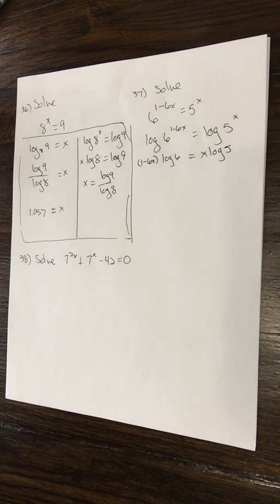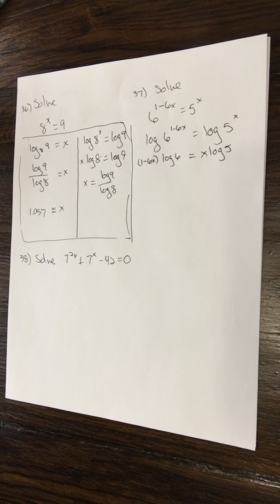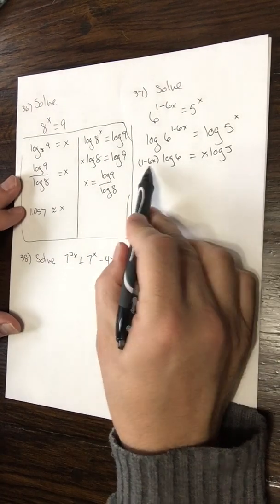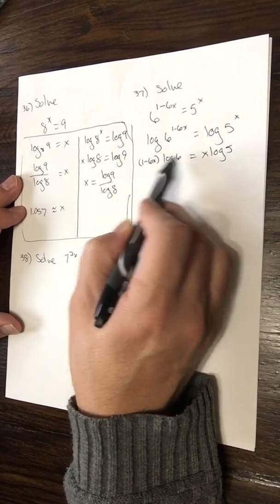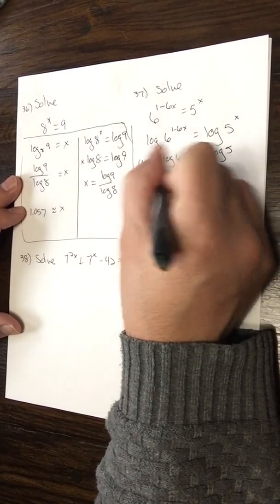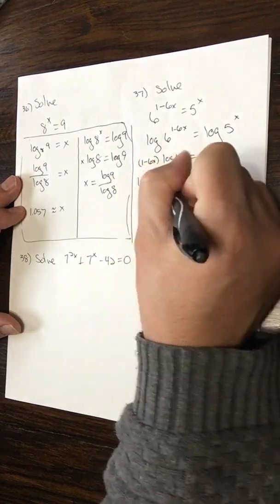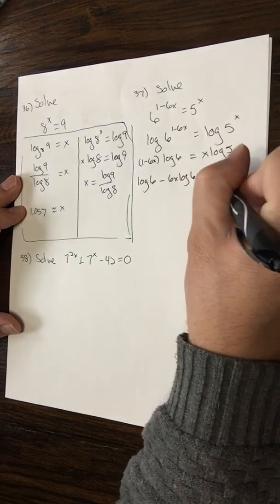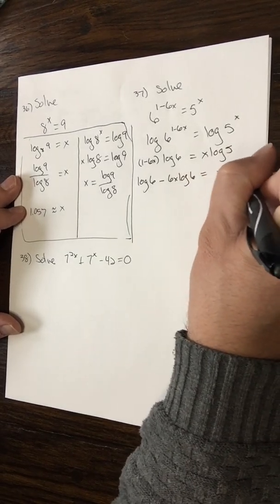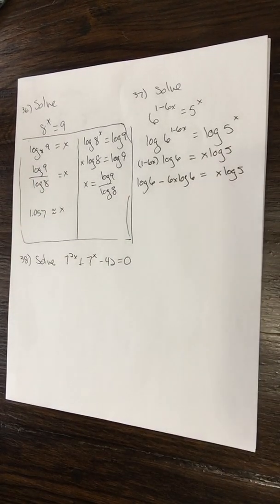Now I can see you getting stuck right there thinking, oh, okay, I have no idea what to do next. Your job is to get the x's together. That can't happen with this being stuck in parentheses, so we're actually going to distribute this log of 6 to both of these. So I get 1 times the log of 6 minus 6x times the log of 6, which looks weird, is equal to x times the log of 5. Okay, now we're getting someplace.